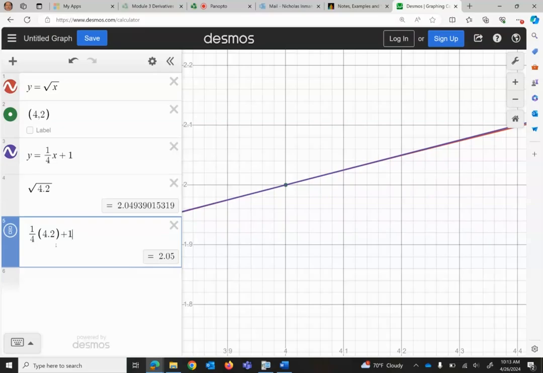Plus 1 is 2.05. So to be able to do some calculations of very difficult numbers and get them pretty darn close without having to do something super crazy was very useful pre-calculators and still useful today.